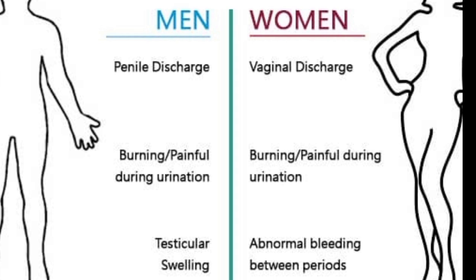Now let's hop on to the symptoms of chlamydia in women. First, we have vaginal discharge. This refers to an unusual discharge from the vagina, which can be clear, white, yellow, or green. Burning or painful urination. This is a common symptom of chlamydia in women.